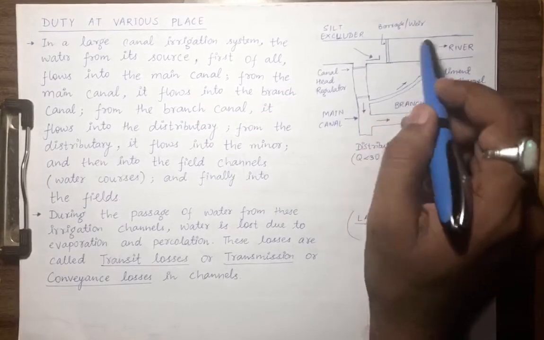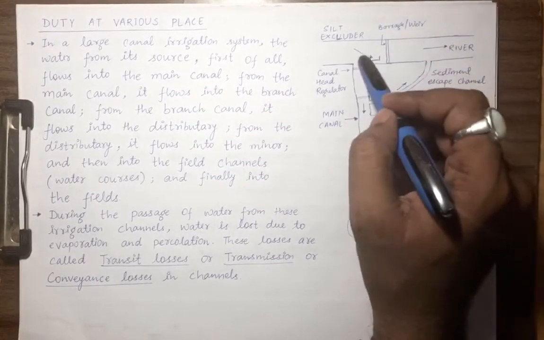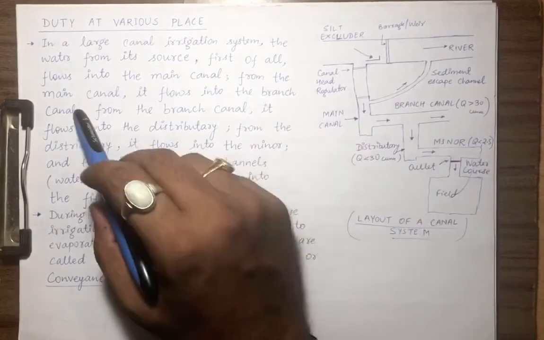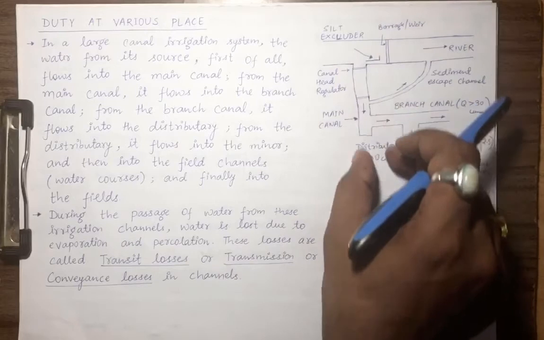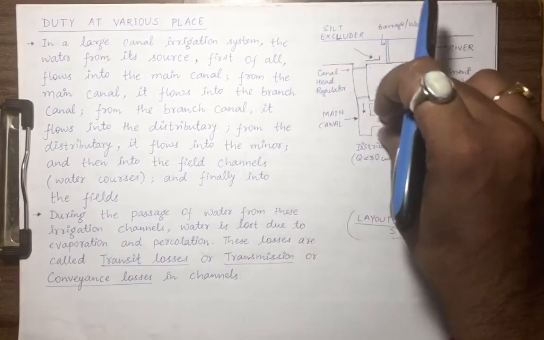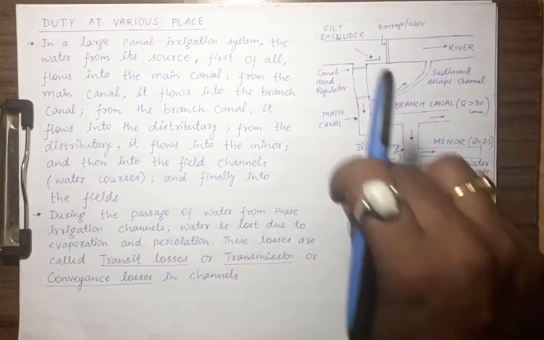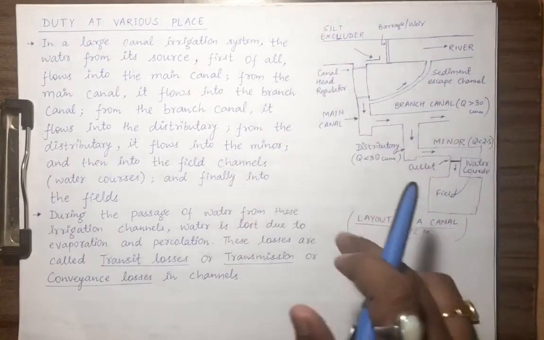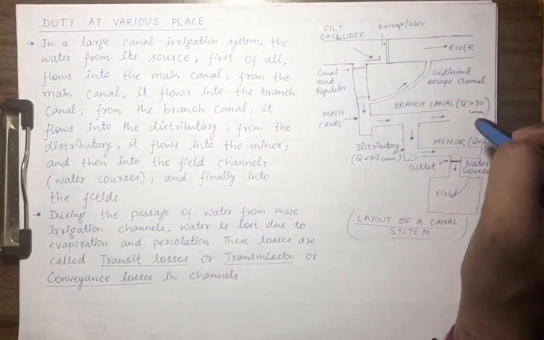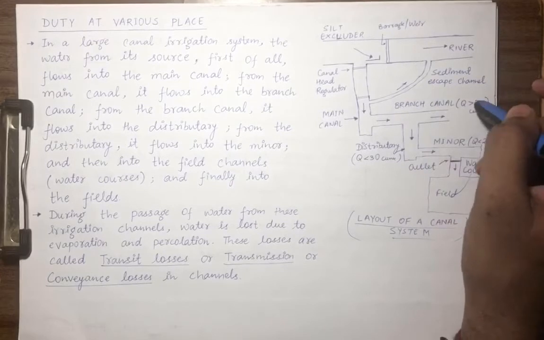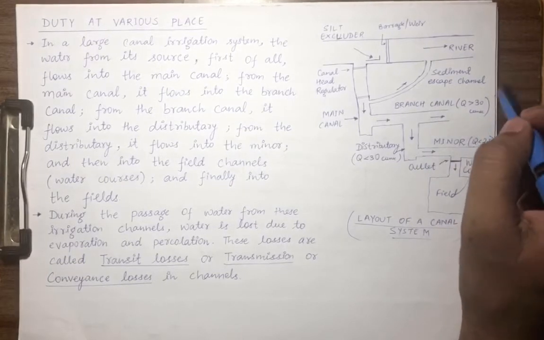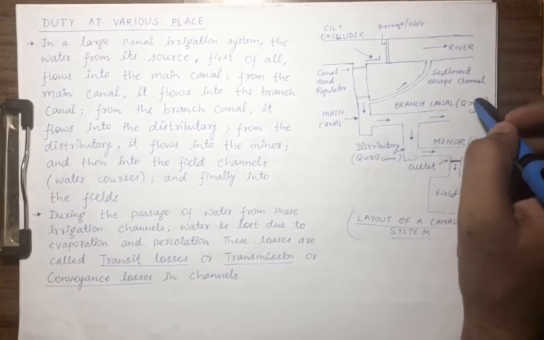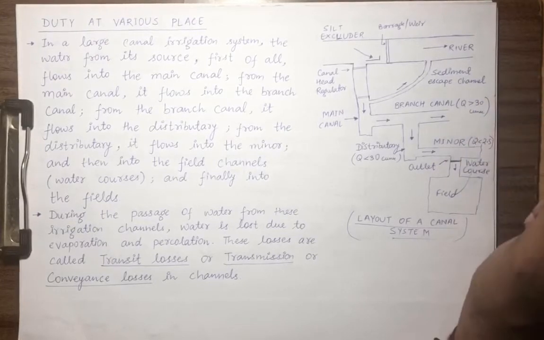So first, the water from the river has to be taken into our main canal. From the main canal, it flows into the branch canals. One branch will be here, one here, one here, so different branches will be there. In a branch canal, the discharge is generally greater than 30 cumec, 30 meter cube per second. Generally it exceeds this value.